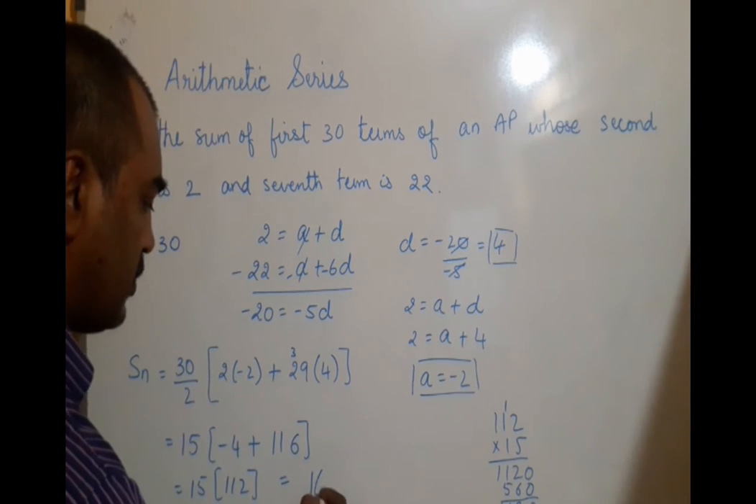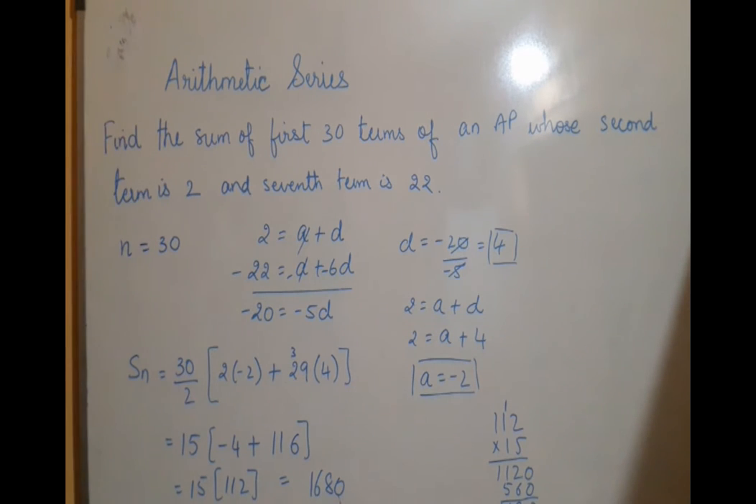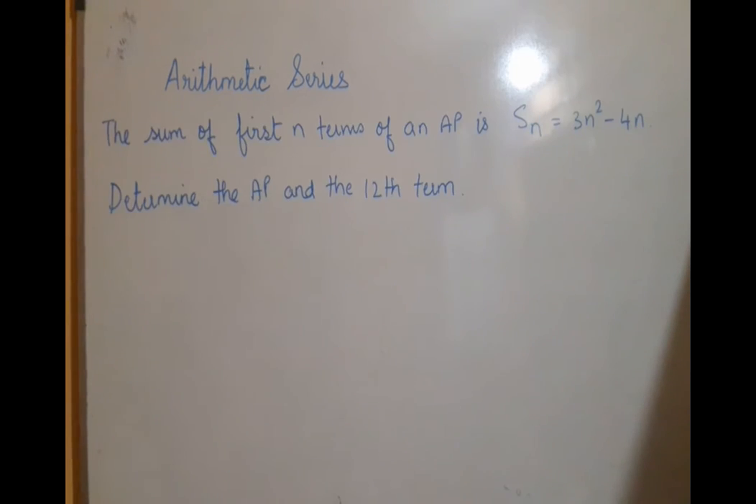1680. So 1680 is the sum of the first 30 terms of the AP, whose second term is 2 and seventh term is 22. Okay, this is a slightly different sum.